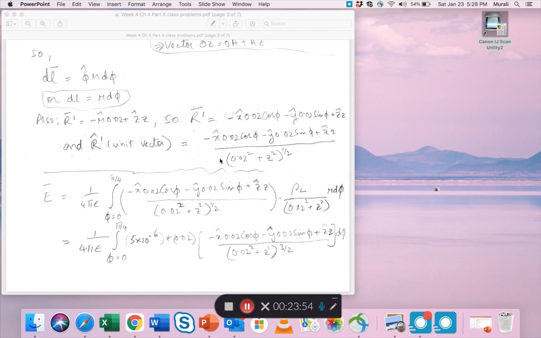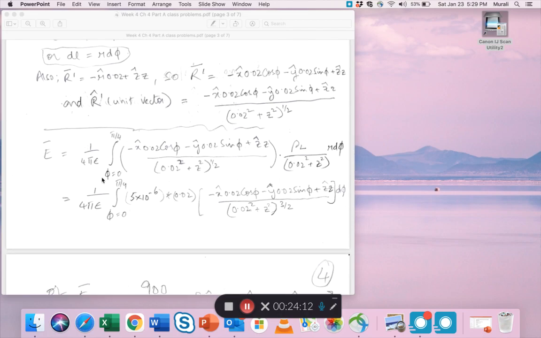Then the unit vector becomes the top vector divided by the magnitude, right? So how to find the magnitude of this, I'm sure you know by now. Please take a look. So the unit vector comes out to be the original vector divided by the magnitude. Okay, all right.